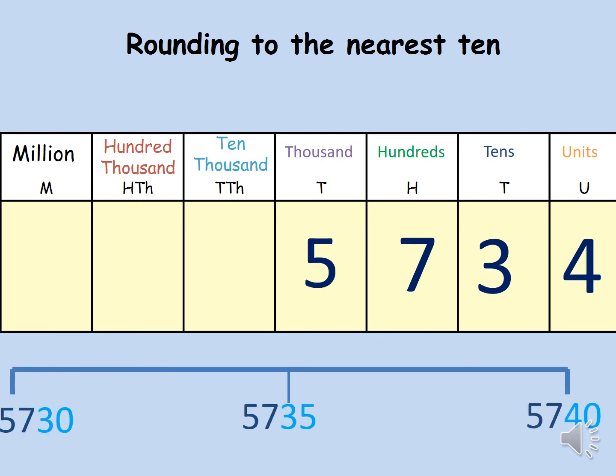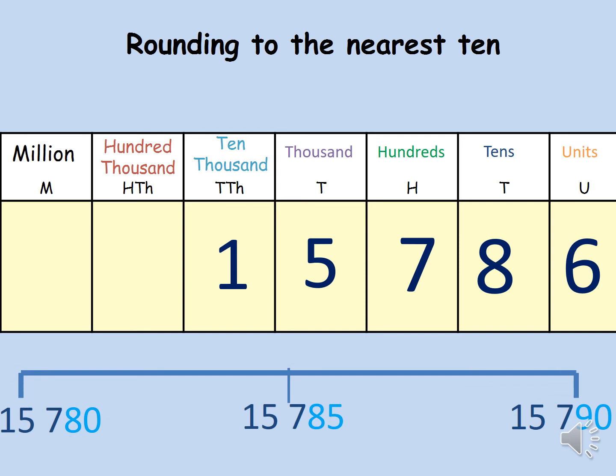One more rounding to the nearest 10. This time we've gone up a gear. We've got 5,734. 5 thousands, 7 hundreds, 3 tens, 4 units. Now 5,734 we know sits between 5,730 and 5,740. If we look at the tens, we've got 3 tens. Now that's below 5, so in this case we're going to round down to 5,730.